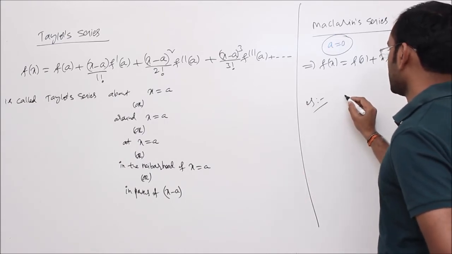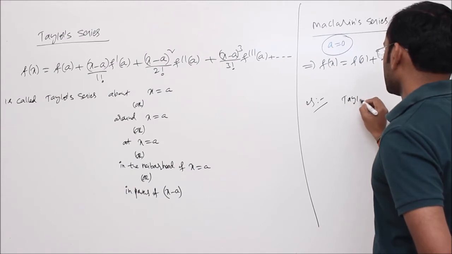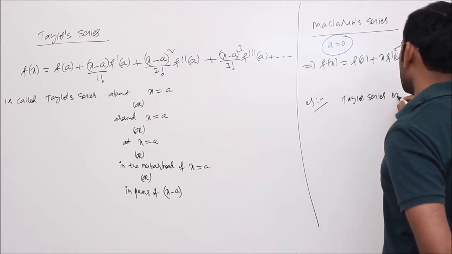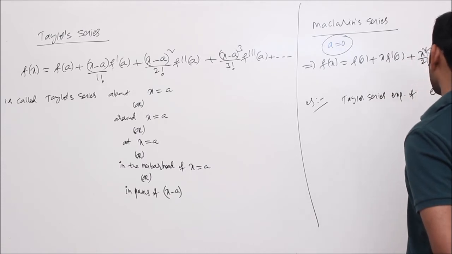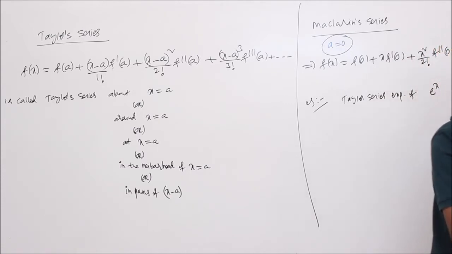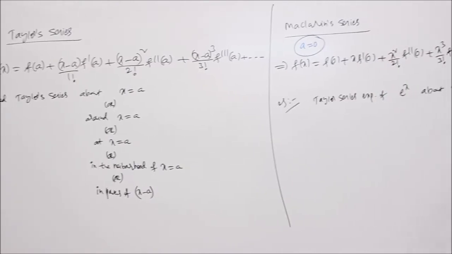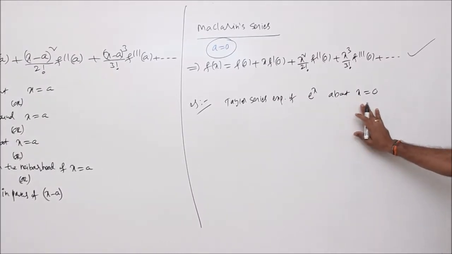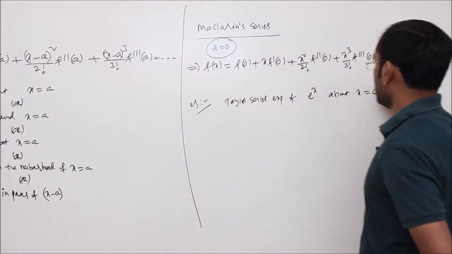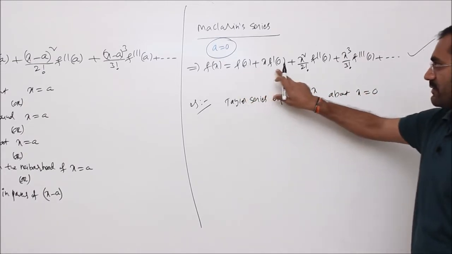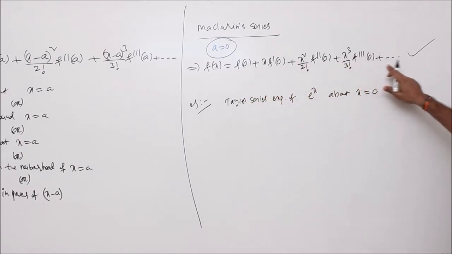Let us consider: what is the Taylor series expansion of e power x about x equal to 0? About x equal to 0 means we have to go for the Maclaurin series expansion, which is a special case of Taylor series. So applying this formula, to apply it we require f(0), f dash of 0, f double dash of 0, f triple dash of 0 and so on.